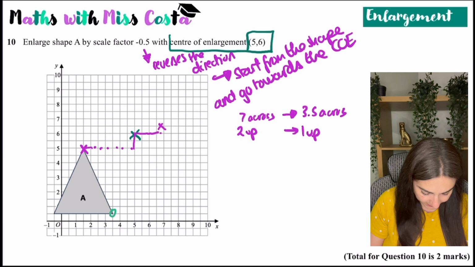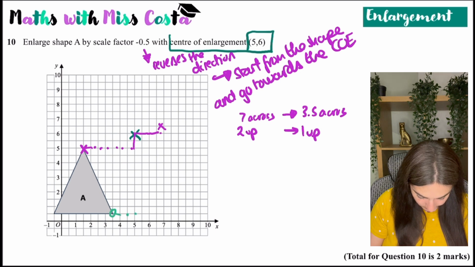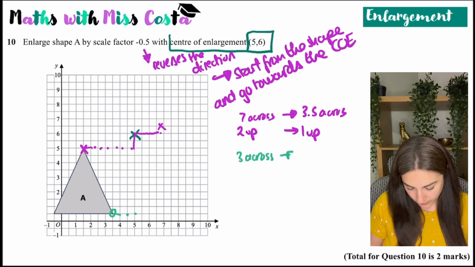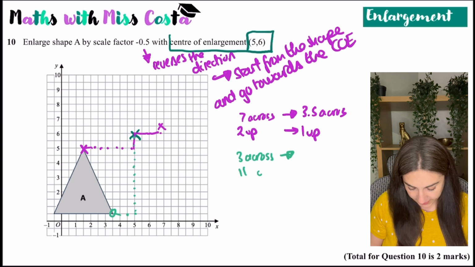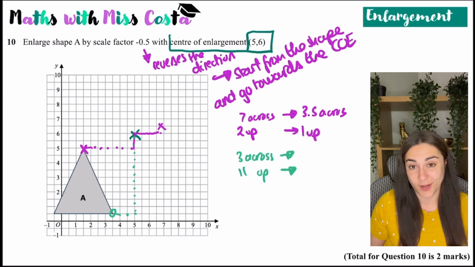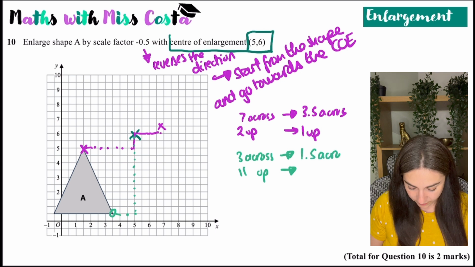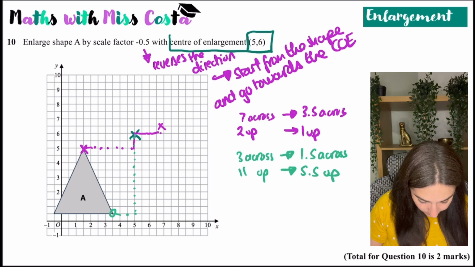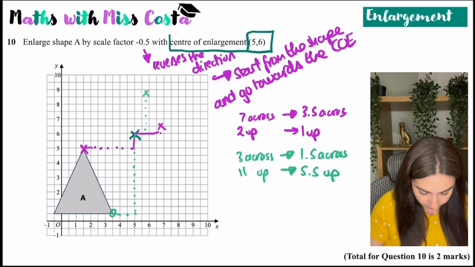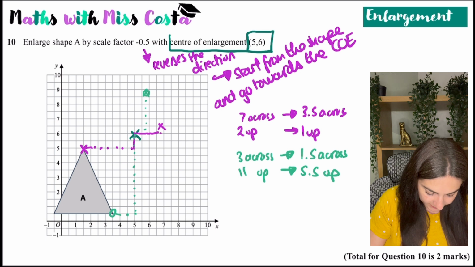Let's try it with the next coordinate. So that's the next vertice. So how many do I go across? I go 3 across, and 11 squares up. So once again, times that by 0.5. So I'd go 1.5 across and 5.5 up. So from the center of enlargement, I go 1.5 across and then 5.5 up. So that would be there. Oh, and that was a circle.